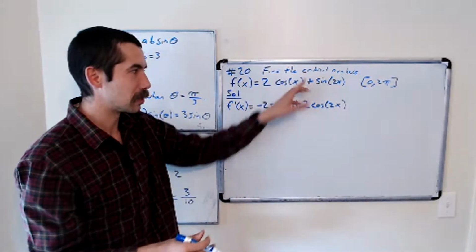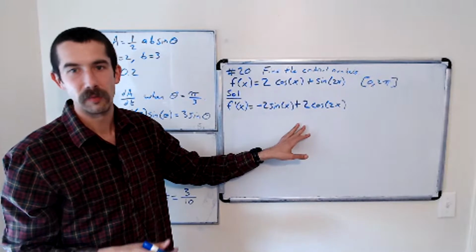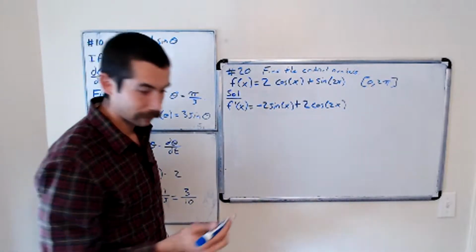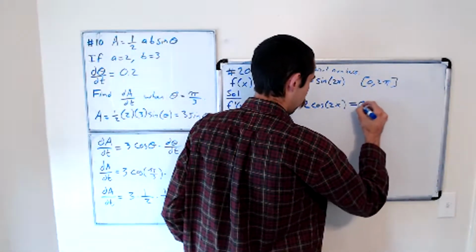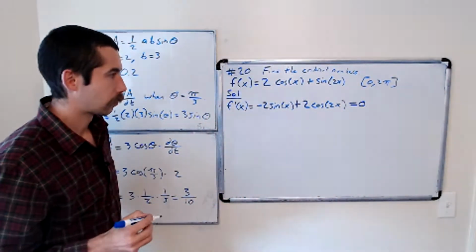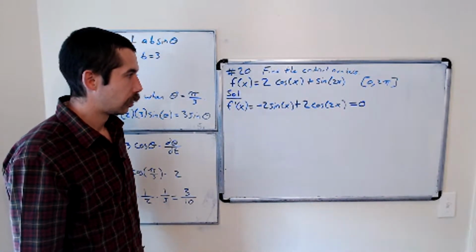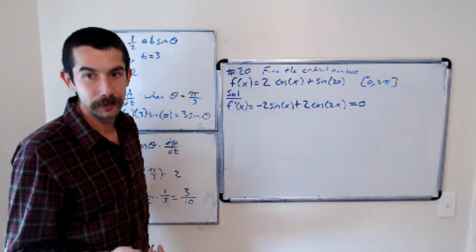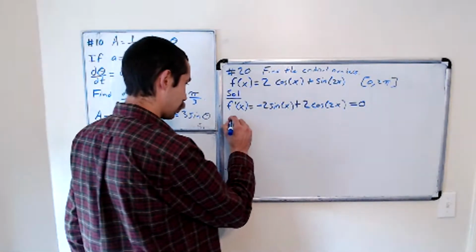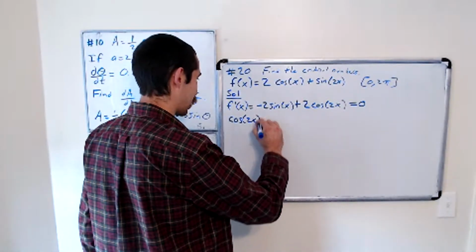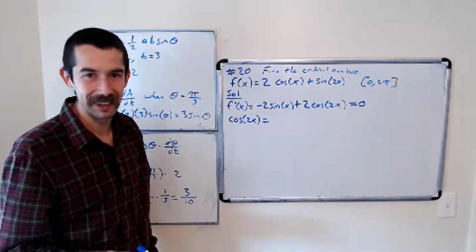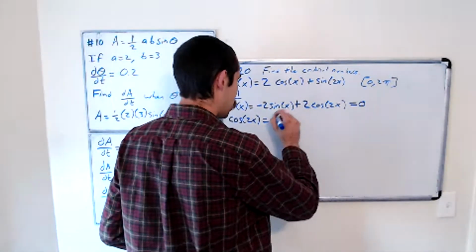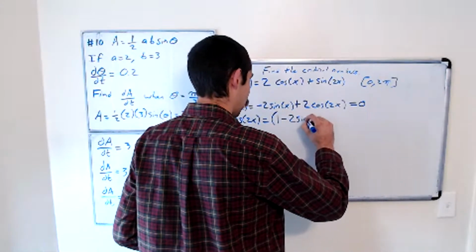Okay, so to find the critical numbers, this is really going to boil down to finding when our derivative is equal to 0. So let's find when this guy here is equal to 0. Okay. So how do we do that? Well, we're going to use the trig identity. Cosine of 2x. And if I asked a question like this on a test, I would give you the trig identity because we almost never talk about trig identities in class. Cosine of 2x is equal to 1 minus 2 sine squared of x.